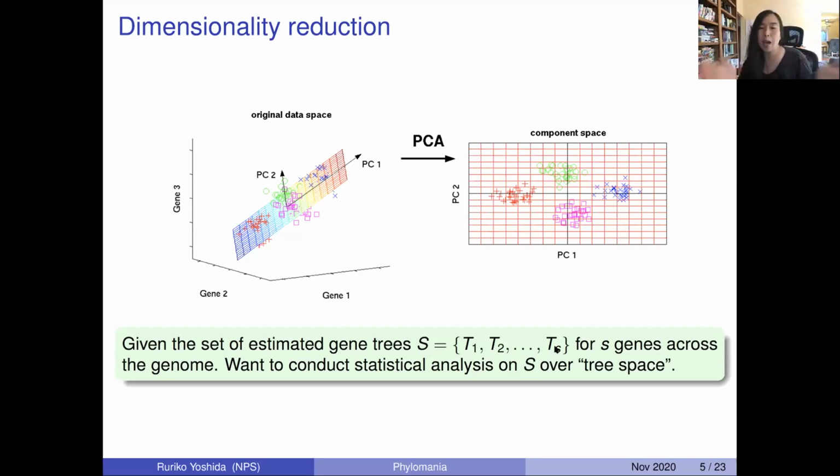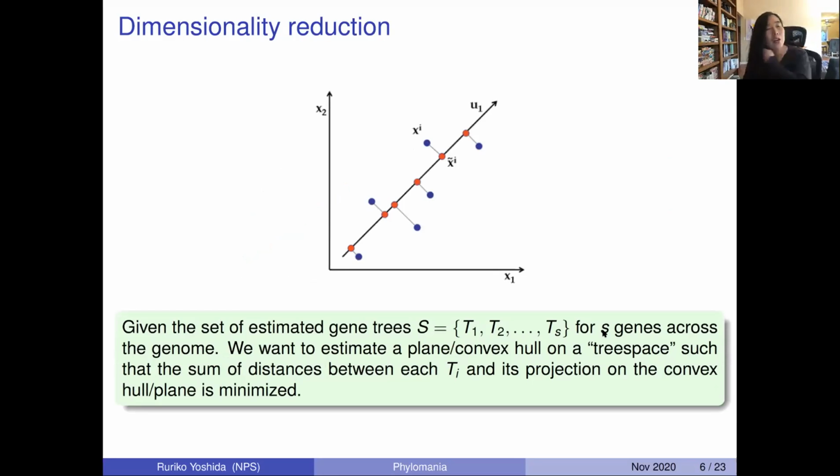So here, the problem is that we have a set of gene trees. Somehow I vectorize them, and then I would like to visualize how data points are distributed over the tree space. There are many ways to calculate PCA, but here I would like to define it in a particular way, because the tree space is, first of all, not Euclidean space.